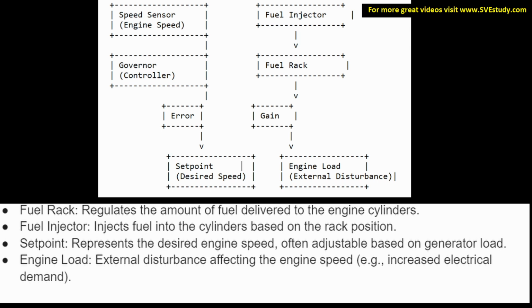Fuel injector injects fuel into the cylinders based on the rack position. Set point represents the desired engine speed, often adjustable based on generator load. Engine load, an external disturbance affecting the engine speed, e.g. increased electrical demand.